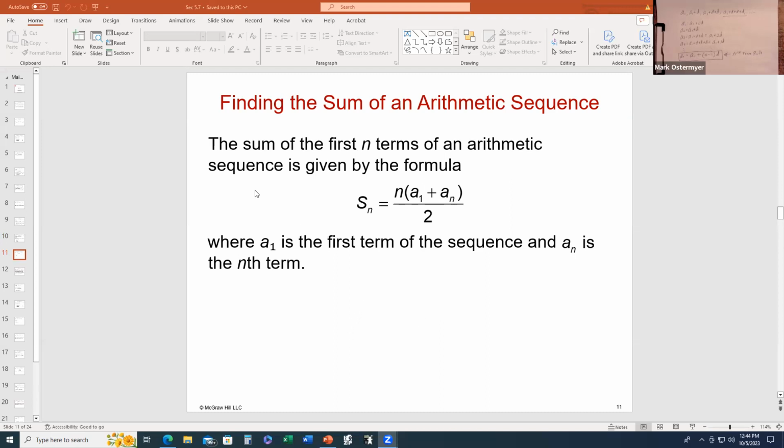Now, suppose we're given an arithmetic sequence and they want us to find the sum of the first n terms of the arithmetic sequence. Well, the sum of the first n terms of an arithmetic sequence is given to us by this formula here. And I can show you how this formula comes into existence. I can show you the derivation of that formula.